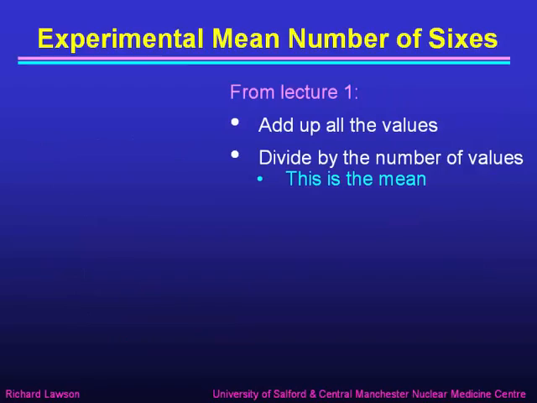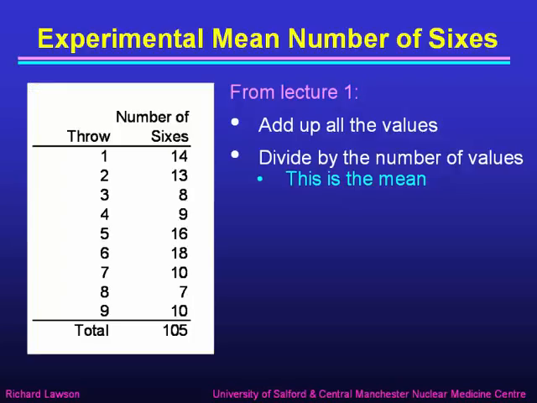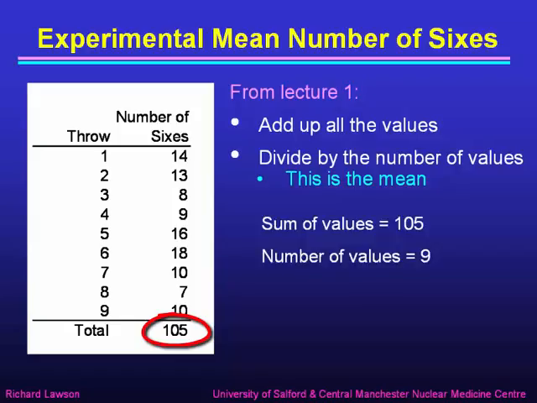To calculate the mean number of sixes that we actually got in our experiment, you will remember from lecture 1 that to calculate the mean we add up all the values and divide by the number of values. Here are the number of sixes that we got from our 9 different throws. If we add those all up, we get a total of 105. So the sum of the values is 105 and the number of values is 9. The formula says that we divide 105 by 9, which gives 11.666.